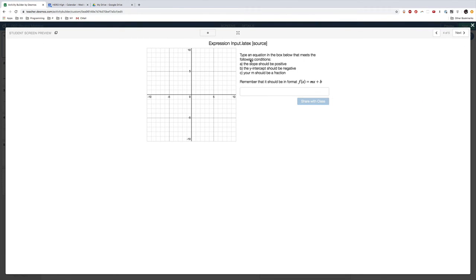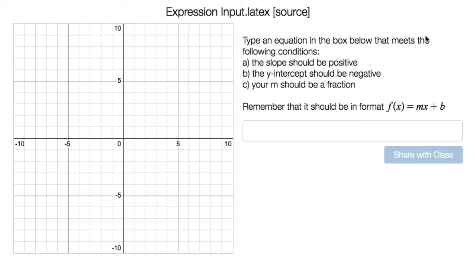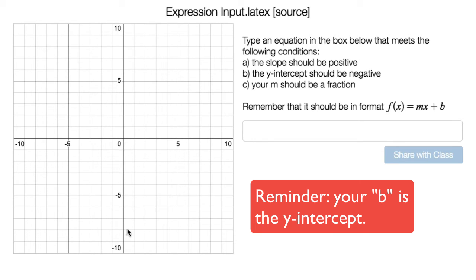On problem number 4, it says, type an equation in the box below that meets the following conditions. The slope should be positive. Reminder, the m is the slope. So this letter has to be positive. Whatever you put in here for m has to be positive. The next thing it says is the y-intercept should be negative. So that means that down here on the y-axis, the line should go through somewhere over here on the negative side. It shouldn't go up here on the positive side. It should go down here on the negative side.